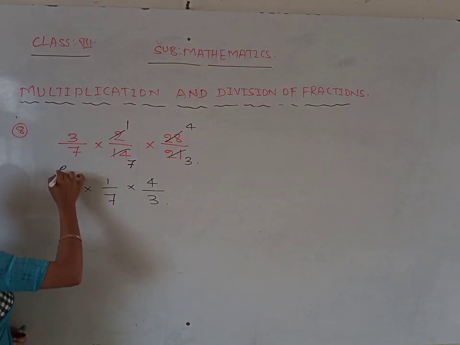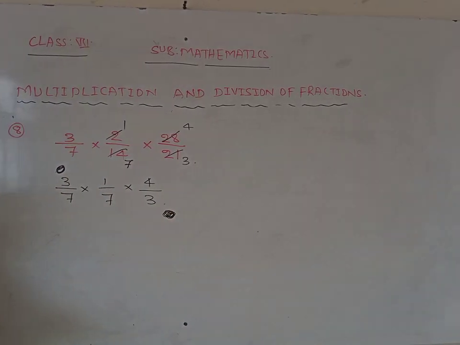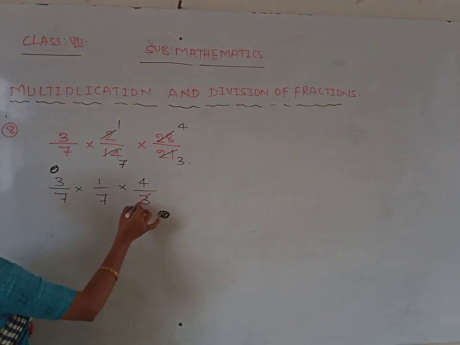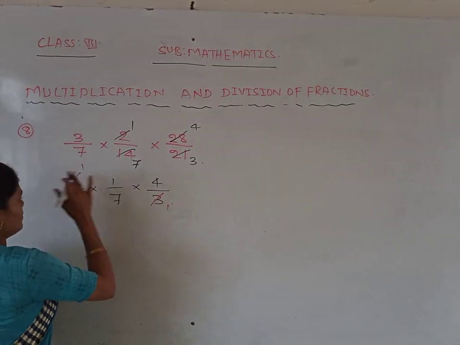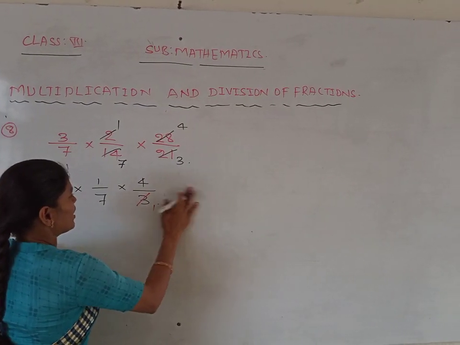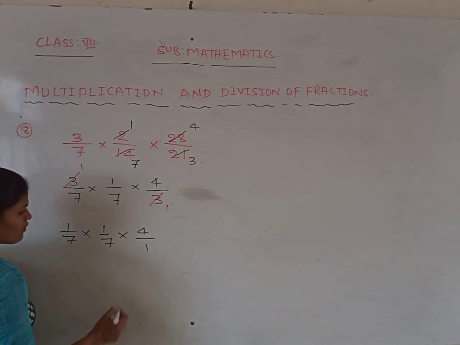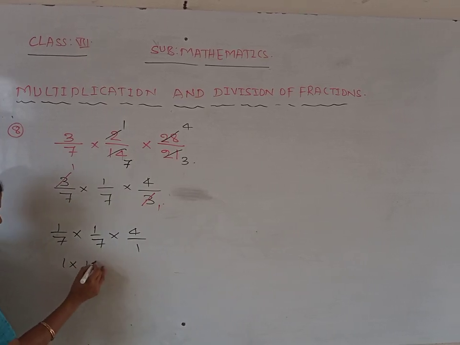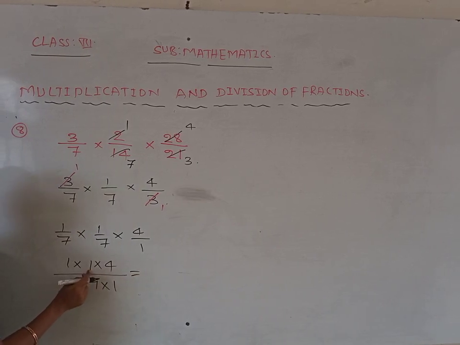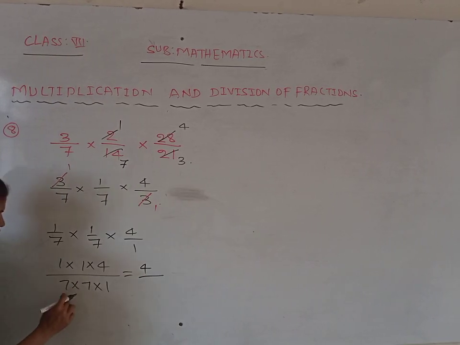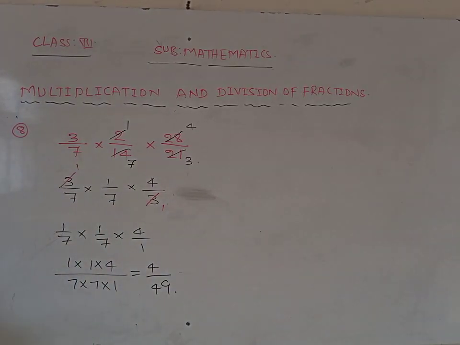Yes. In this corner, one of the boy is jumping to get cancelled. Shall we cancel him? Yes. 3 1 ja, 3 1 ja. Remaining what here? 1 by 7. 1 by 7 into 1 by 7 into 4 by 1. Now 1 into 1 into 4, 7 into 7 into 1, 1 1 ja, 1 1 4 ja, 4 7 7 ja, 49 1 ja. This is our answer. You see?